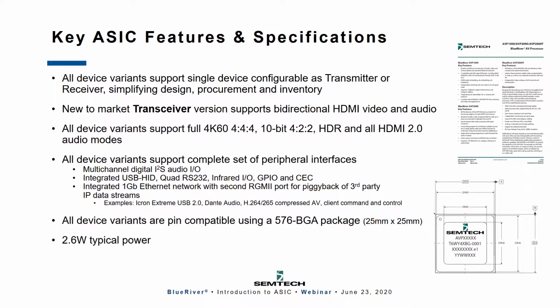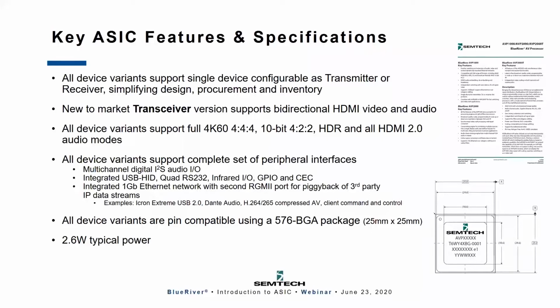On top of that, every chip has a 1 gig Ethernet network port. This is designed for not only 1 gig networking, but you can also piggyback third-party IP data streams into the SDVoE 10 gig system. An example of this would be Icron Extreme USB 2.0, which can come in through the 1 gig and then traverse over the 10 gig SDVoE network, Dante Audio, even compressed AV. So you could have both your full bandwidth, high quality SDVoE feed, but maybe a lower resolution, highly compressed proxy that you may want to use, for example, to do thumbnail previews or for recording onto PCs.